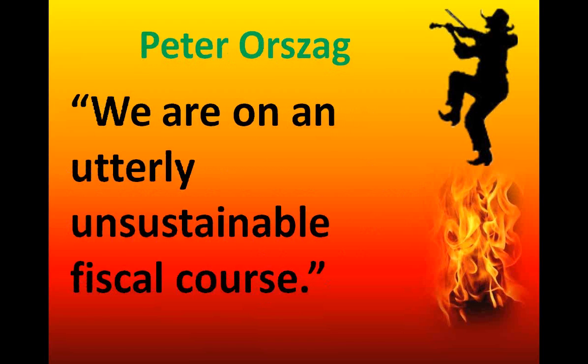Peter Orszag, now who is he? He is the top Democratic official that's ahead of the United States Budget Office in the branch of the White House that manages our government. He obviously knows what's going on and has stated that we are on an utterly unsustainable fiscal course.